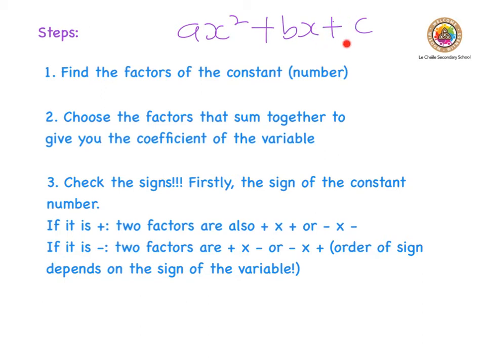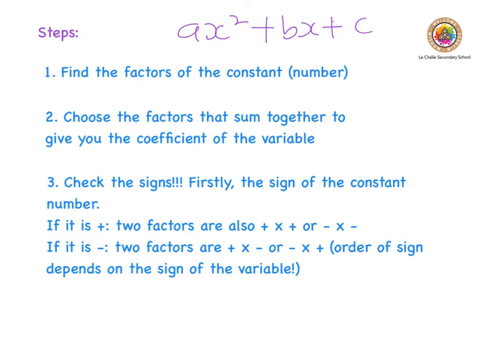Okay, so if it was a plus, we'd have chosen a plus here for our factors. Then if this was a minus, then we'd know it had to be either a plus by a minus or a minus by a plus. And depending on the sign of the variable, we would choose whether it was a plus or a minus for the bigger number. So if this was a plus, then the bigger number of the factor would become a plus. If this was a minus, then the bigger of the two factors would also be the minus one. Okay, so we're going to look at an example now.